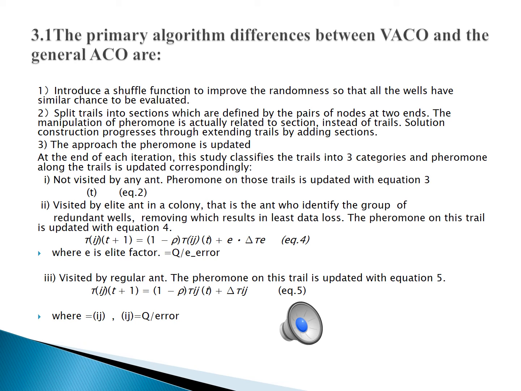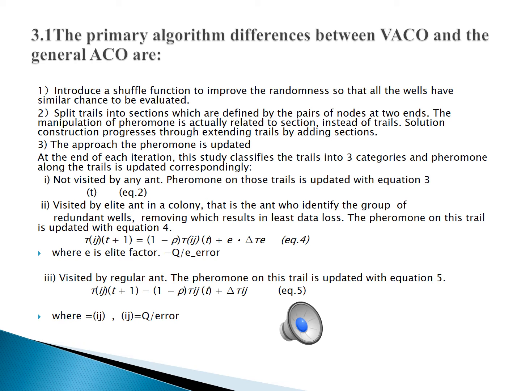Category 2 is visited by the elite ant in a colony, that is, the ant who identifies the group of redundant wells, removing which results in least data loss. The pheromone on this trail is updated with equation 4, where E is the elite factor. Category 3 is visited by any ant. The pheromone on this trail is updated with equation 5, noted below.